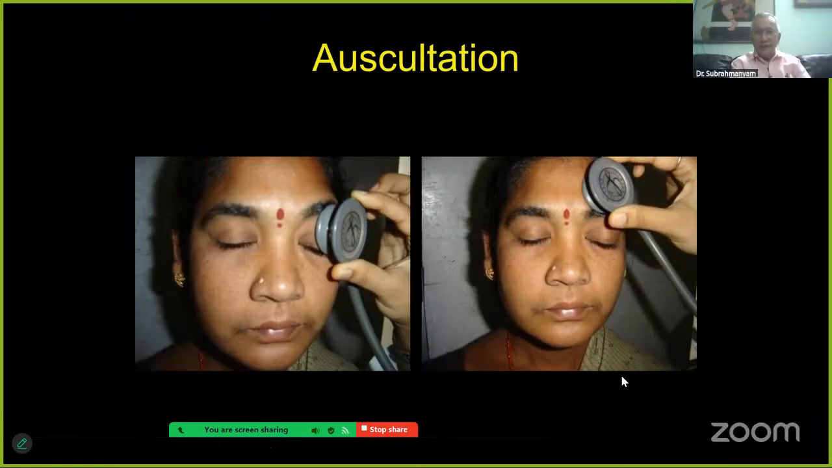For the auscultation, which is more important, especially in the CCFs and the vascular lesions, you use the bell, on the globe as well as superior temporally. And you can definitely hear a bruit, especially in cavernous fistulas.